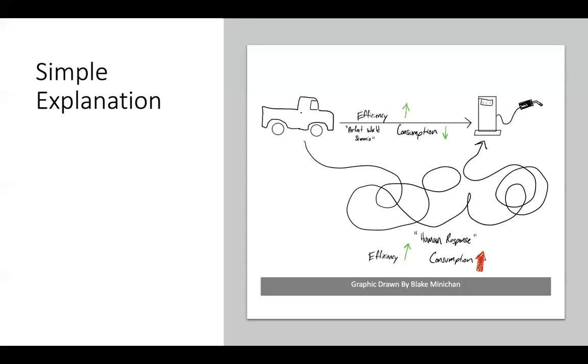A simple explanation for this: in a perfect world scenario, efficiency should increase, and then consumption should decrease. If fuel mileage is originally 10 and is increased to 20, consumption should be cut in half. It should be decreased. The human response to these increases in efficiency, increases in fuel economy, is that consumption ultimately is increasing while efficiency is improving.